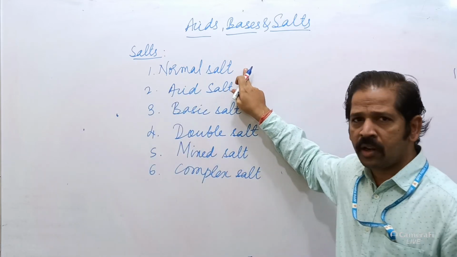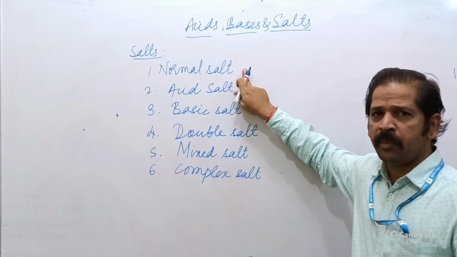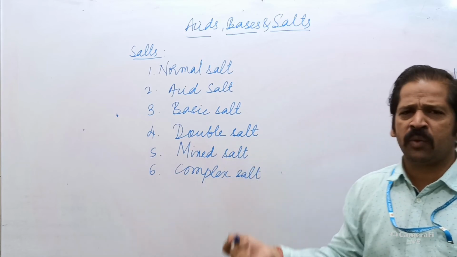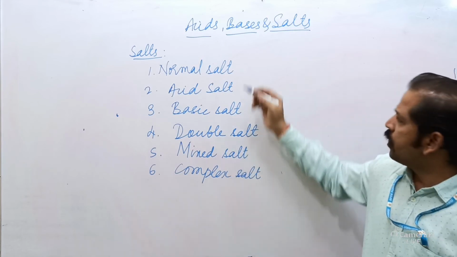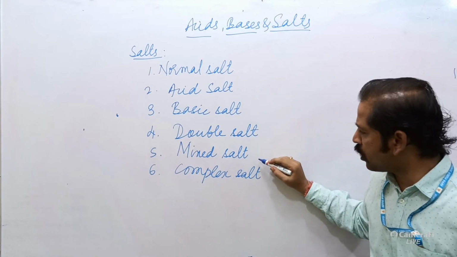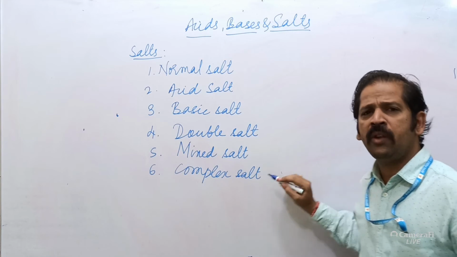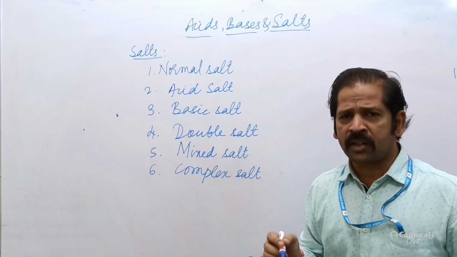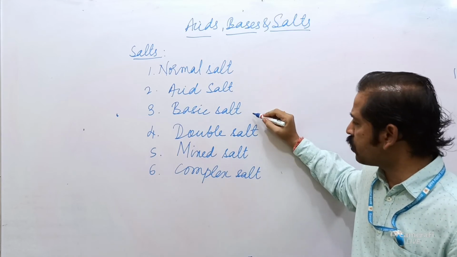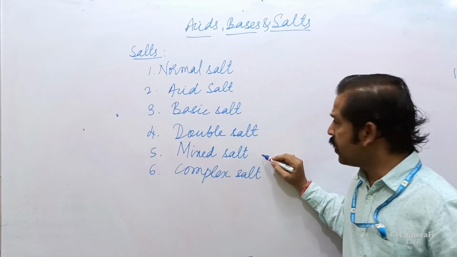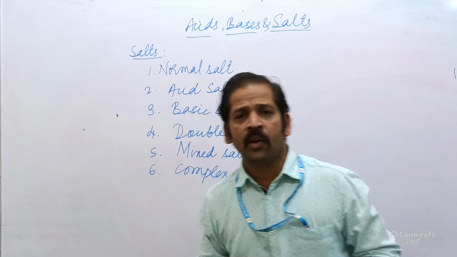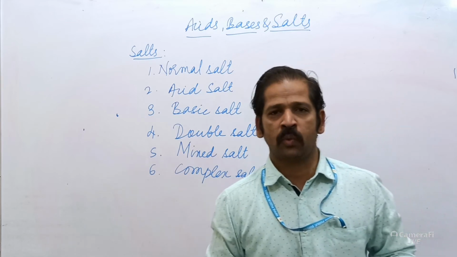It is normal salt. It is also called neutral salt because from this normal salt we get a neutralization reaction. Usually acid reacts with base to form a neutral content. Normal salt, acid salt, basic salt, double salt, mixed salt and complex salt. Usually for your syllabus 5 salts are there. Out of these, normal salt, acid salt, basic salt and mixed salts are there. There is no double salt and complex salt. Double salt and complex salts are for class 11 and class 12.